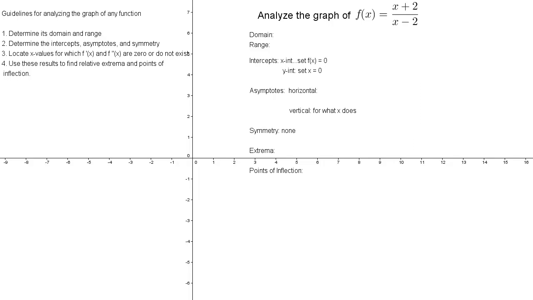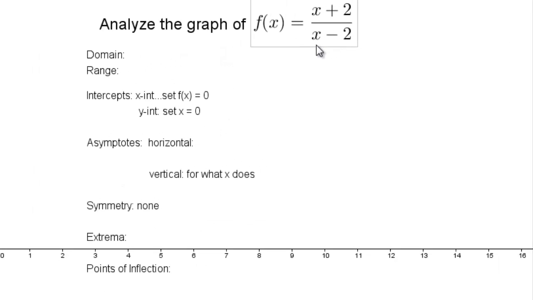Let's try this process on the graph of f of x equals x plus 2 divided by x minus 2. Looking at the domain of this graph, what are the input values? Well, things that cause input to not be possible are things like the denominator being equal to 0. So if x equals 2, this thing is going to not exist. So the domain is going to be all real numbers with the exception of x equals 2.